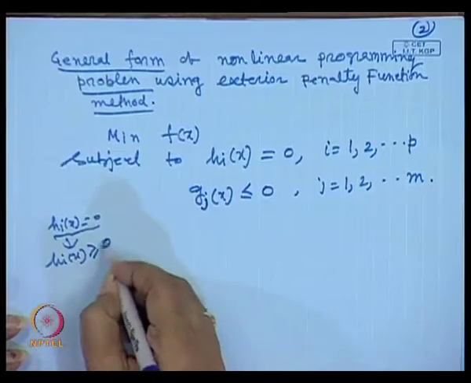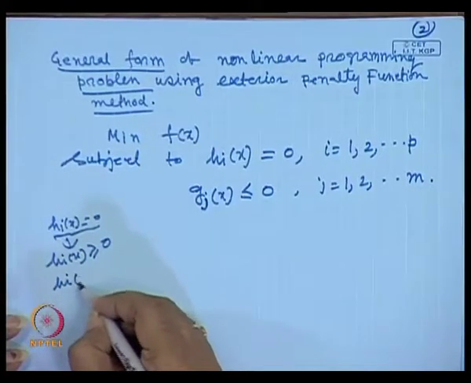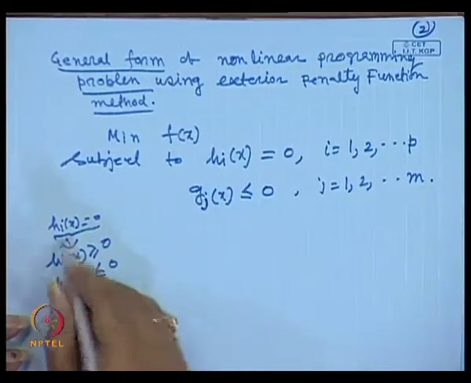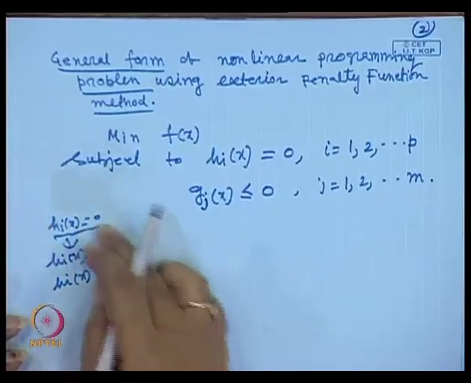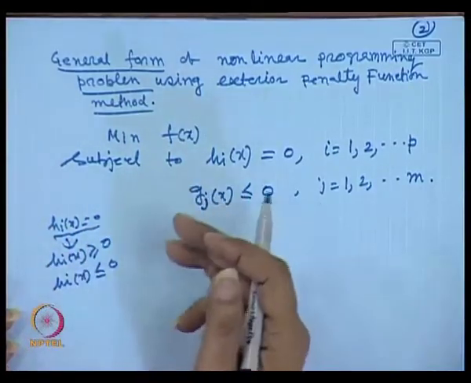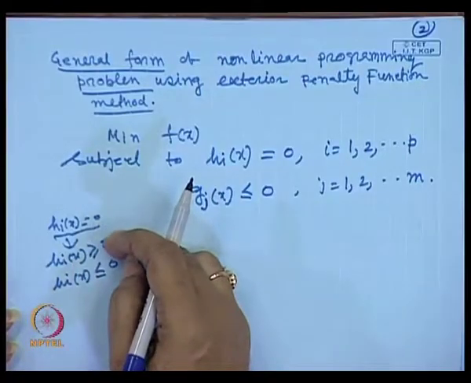These are the penalty coefficients, tau k and beta k. Tau k is the penalty coefficient associated with the inequality constraints, and beta k is the penalty coefficient associated with the equality constraints. Both quantities are greater than 0.